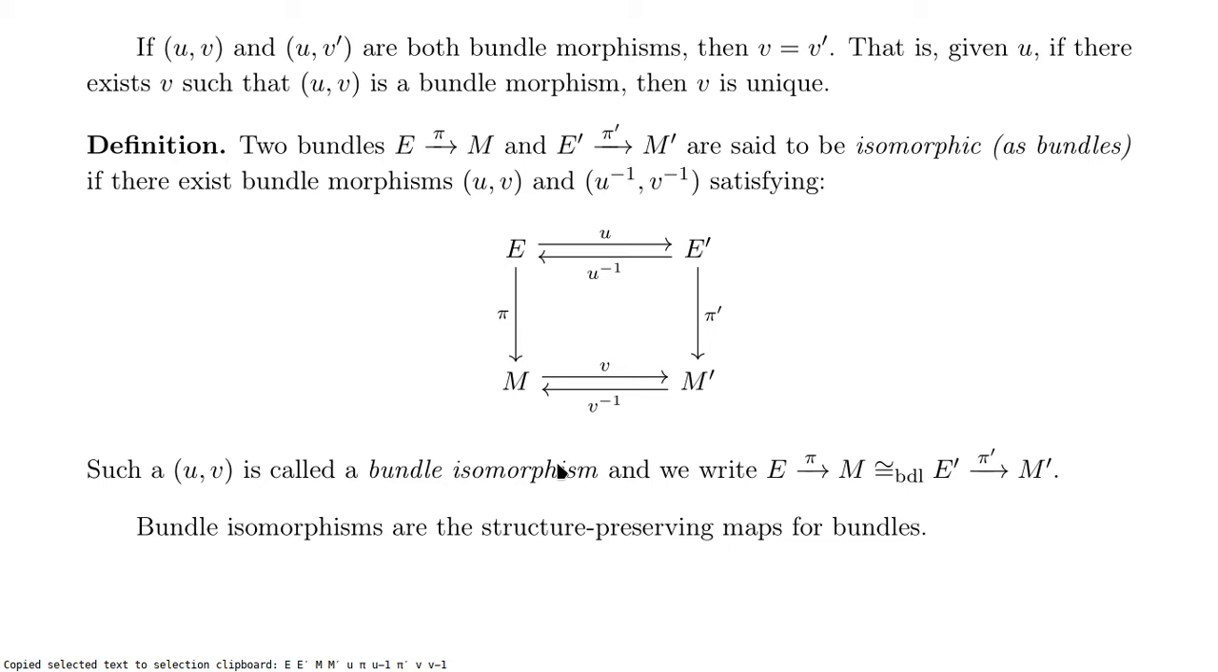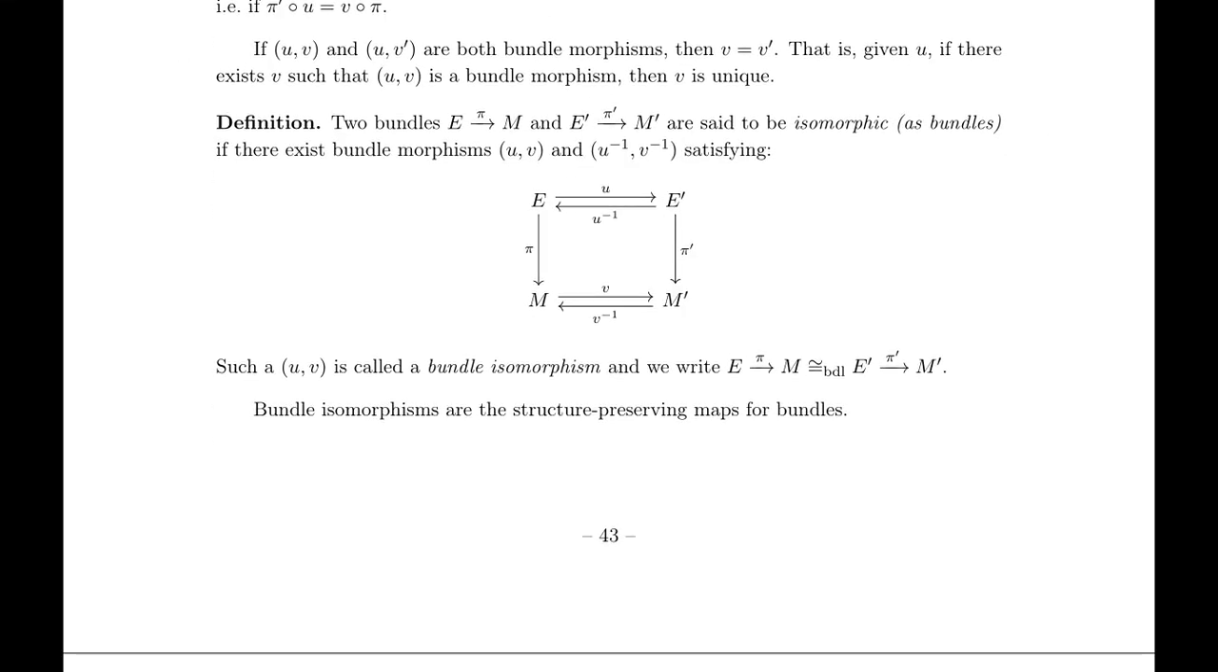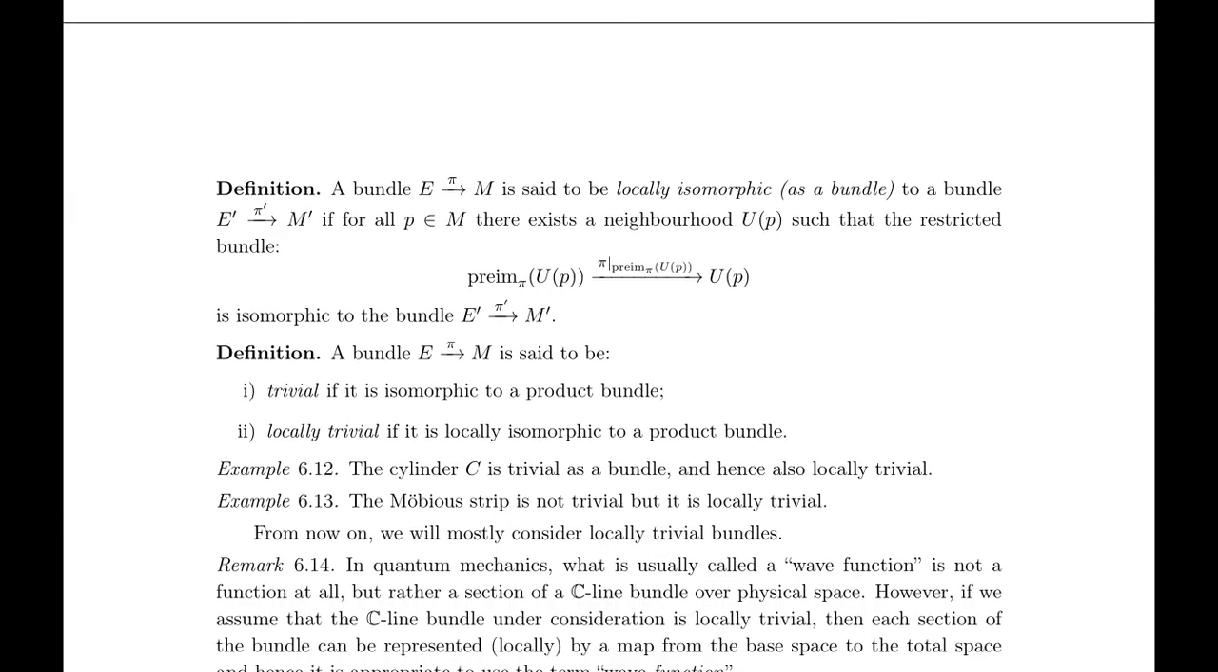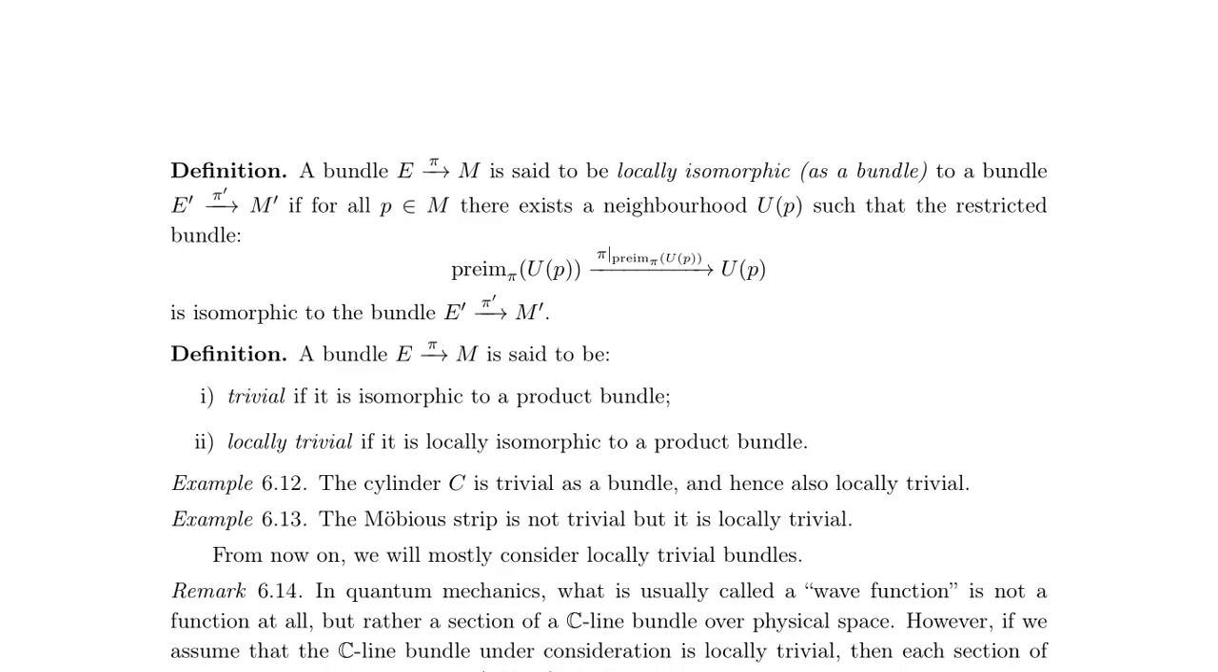the bundle morphism essentially makes the two total spaces and the two base spaces isomorphic, right? So UV is called a bundle isomorphism, and we write that this bundle is isomorphic as bundles to this bundle. Of course, this is just notation. I'm not sure if this is very ubiquitous for writing isomorphic bundles, but yes. So that's morphisms and isomorphisms between bundles.